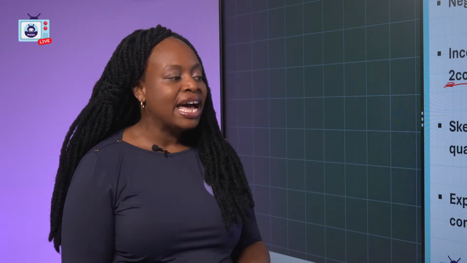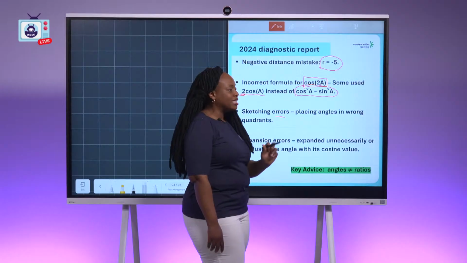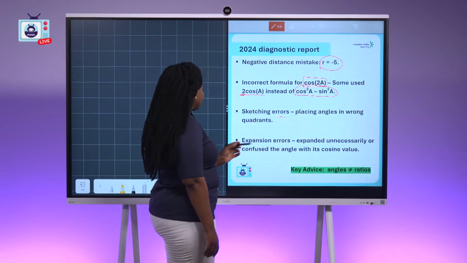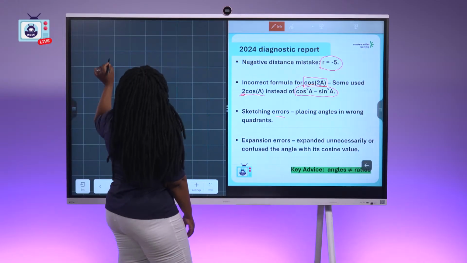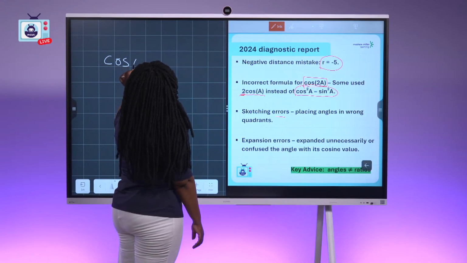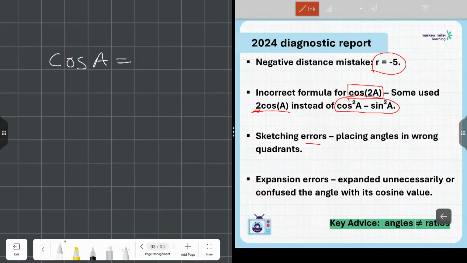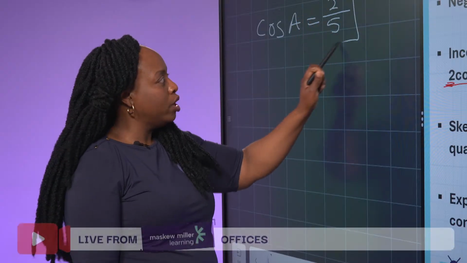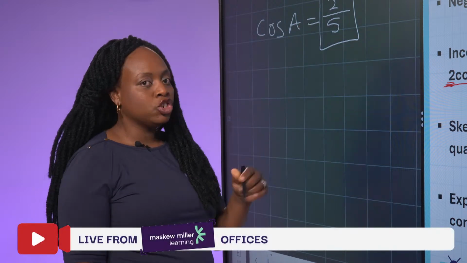Just remember, the angles are not representing the ratios. So a practical example will be, if you have cos of an angle A equals 2 divided by 5. If you had it like that, remember this is not an angle, but it's a ratio, right? So the angle and the ratio are not the same.